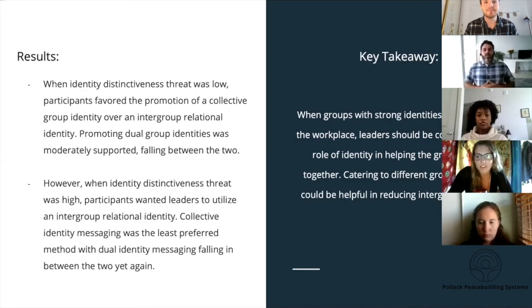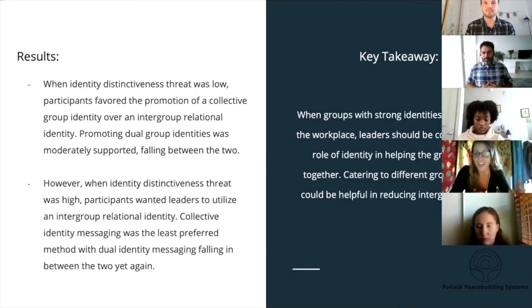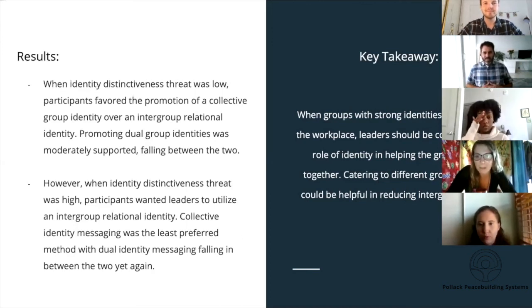Yeah, because under collective identity, you're not acknowledging that identity that feels threatened. And so if I feel threatened and I also don't feel acknowledged, of course I'm not going to feel happy, right? Yeah, this is interesting.